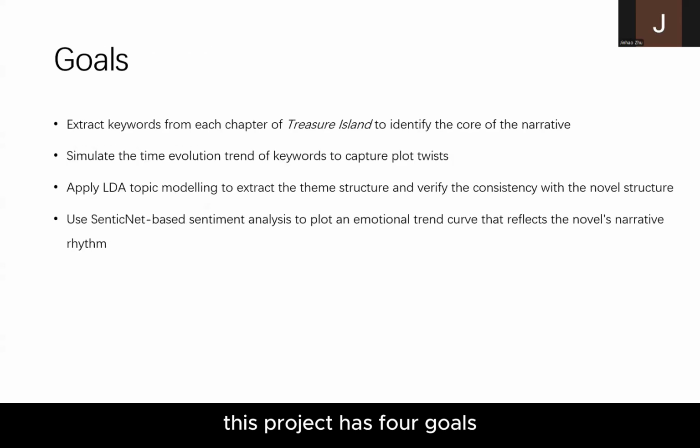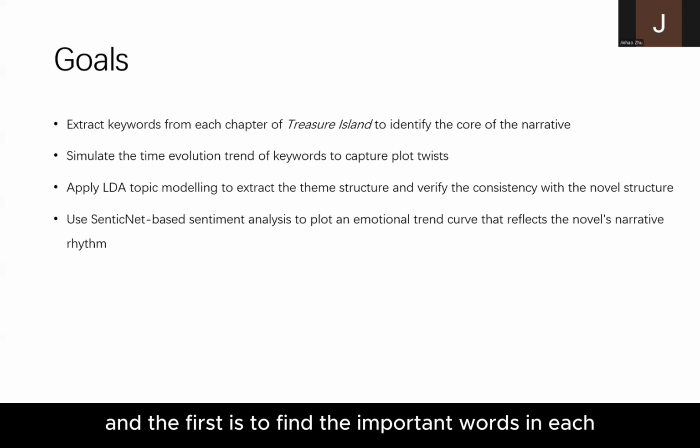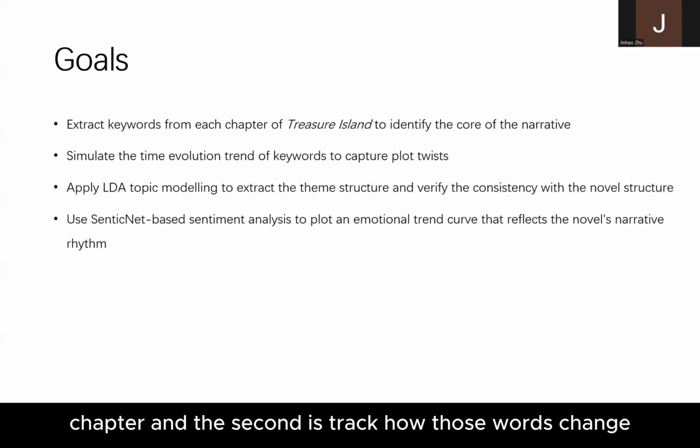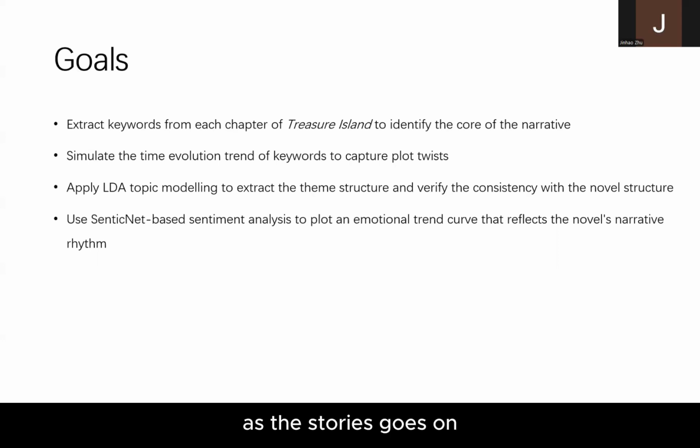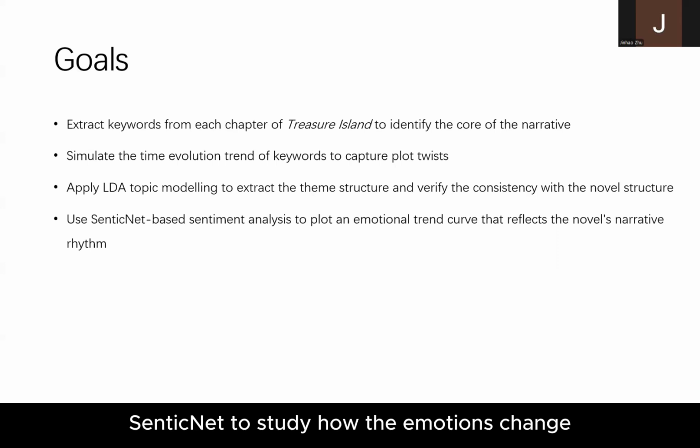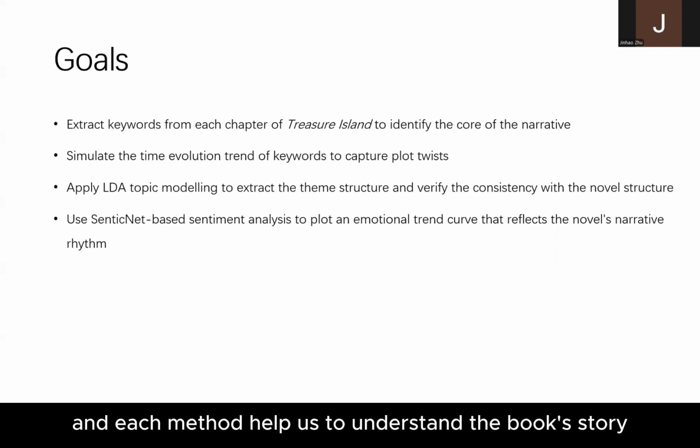Island. This project has four goals, and the first is to find the important words in each chapter. And second is to check how those words change as the story goes on. And the third is using topic modeling like LDA to find the topics in the book. And the fourth is to use a tool called SenticNet to study how the emotion changes. And each method helps us to understand the book's story and feelings better.